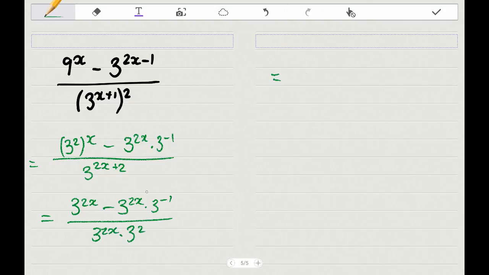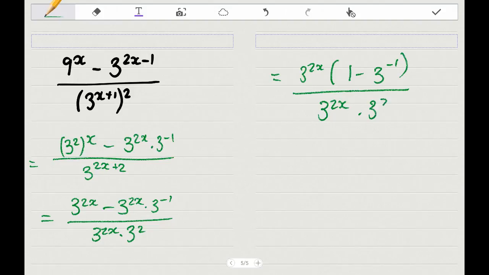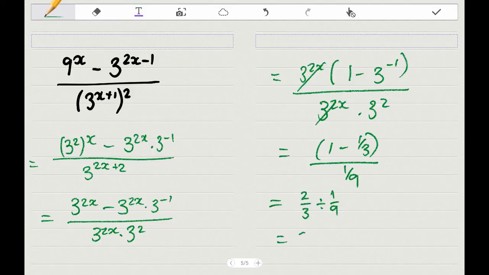Then once again, look for a common factor in the numerator. So it's 3 to the power of 2x. And what we're left with is 1 minus 3 to the power of minus 1 over 3 to the power of 2x times 3 squared. That cancels. This is 1 minus a third over 1/9. So 1 minus a third is 2/3 divided by 1 over 9. So that's 2/3 times 9 over 1. So 3 goes once there, and 3 times there. So your answer should be 6.